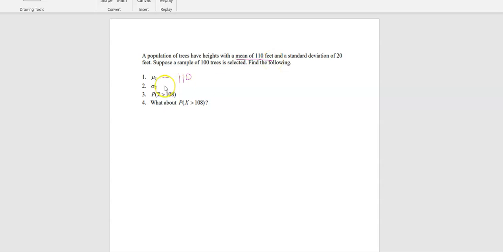All right, the standard deviation, on the other hand, and I'll bring it down here so they're not crowded together. The standard deviation of the sampling distribution is equal to the standard deviation of the population divided by the square root of the sample size. So for us, that's 20, the standard deviation of the population, divided by the square root of 100. So this ends up being 2.